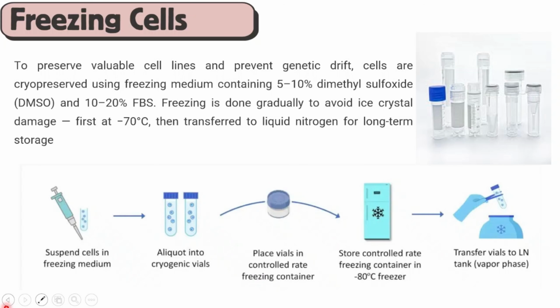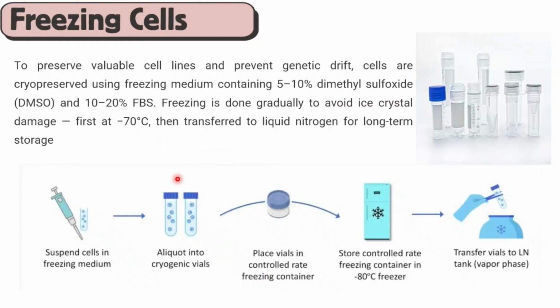So, to preserve valuable cell lines and prevent such genetic drift, cells are cryopreserved using a freezing medium containing DMSO and FBS. Freezing is done gradually to avoid ice crystal damage, because ice crystals can actually damage the cells. First at minus 70 degrees C and then transferred to liquid nitrogen. So, first of all, the cells are suspended with DMSO and FBS. The DMSO is what prevents the ice crystals from damaging the cells.